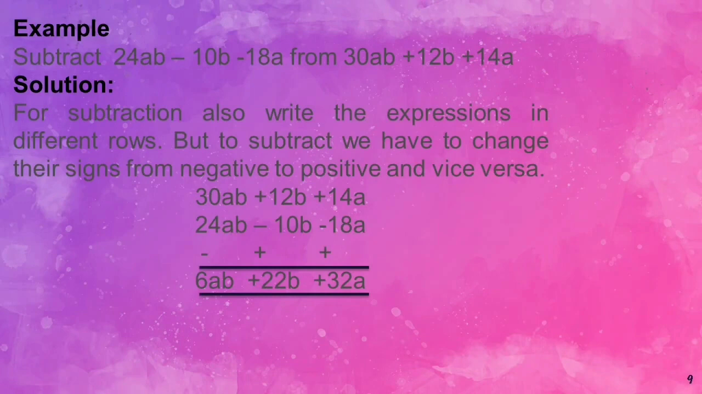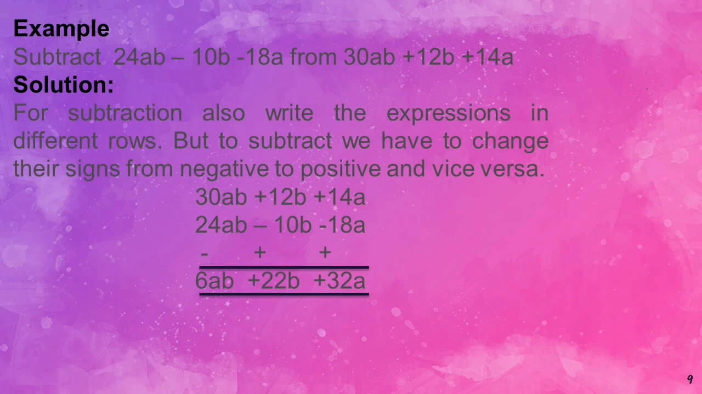Here comes the subtraction with the column method. The question is: subtract 24ab minus 10b minus 18a from 30ab plus 12b plus 14a. So for subtraction also write the expressions in different rows, but to subtract we have to change their signs from negative to positive and vice versa.